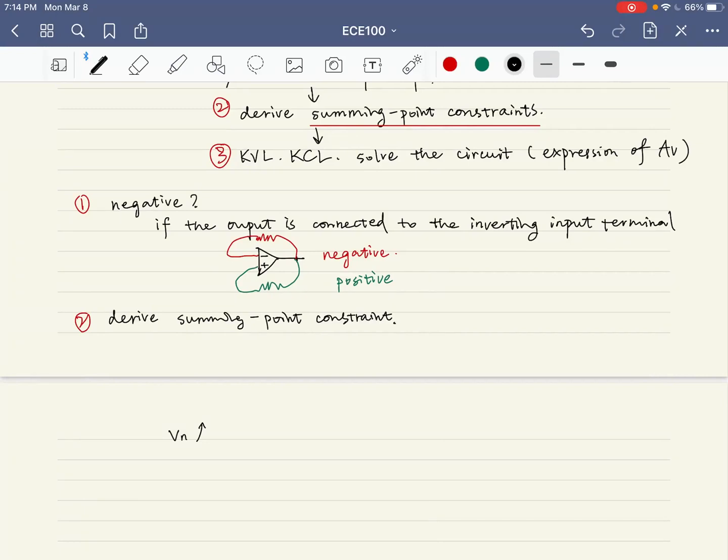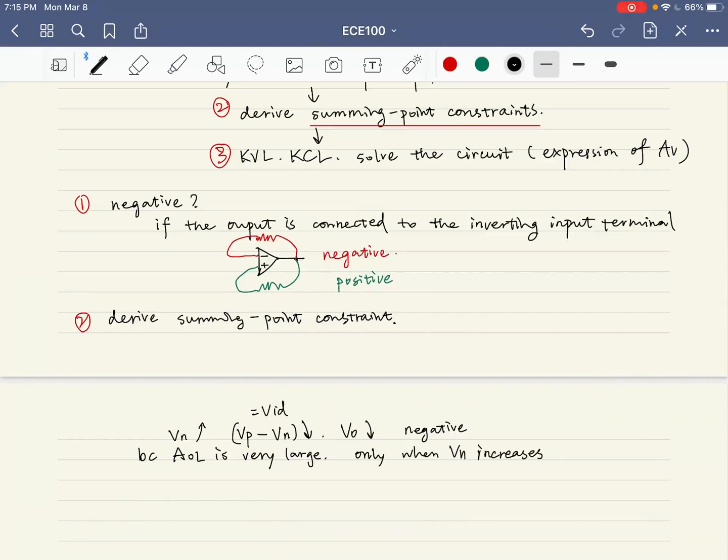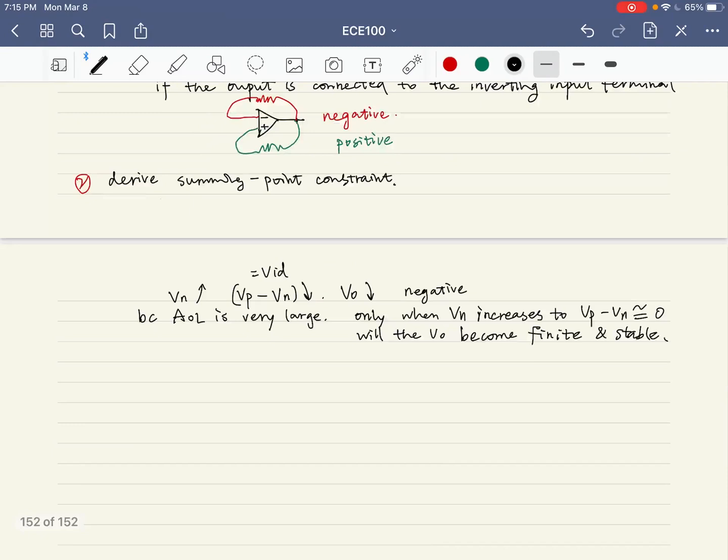So the Vn will go up in a very short time, which results in a decreasing differential input. And then, because input decreases, the output will also decrease a bit. So you can see that the output is in opposition to the input. We say it is negative because the open loop A is very large. Only when Vn increases to where Vp minus Vn approximates to 0 will the output voltage become finite and stable. In other words, we say that Vp approximates to Vn.